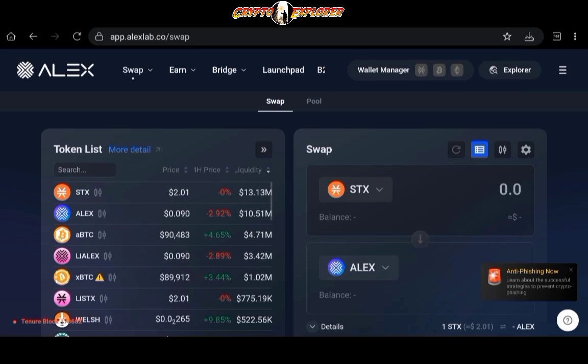So in my opinion, I give it a big thumbs up. It's definitely a very broad spectrum of DeFi services that Alex is offering. The DEX itself feels really smooth. It has a really good looking dashboard. It gives you plenty of information.